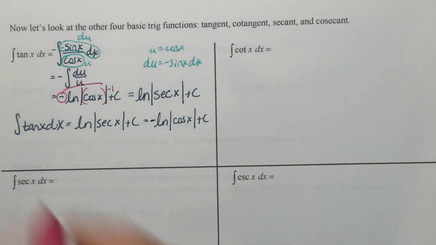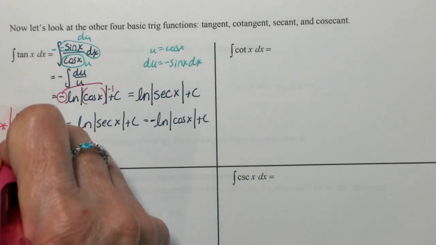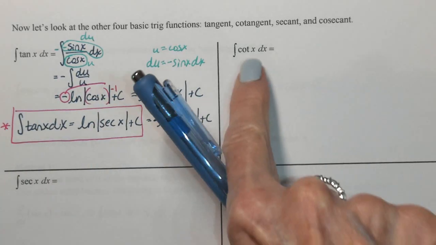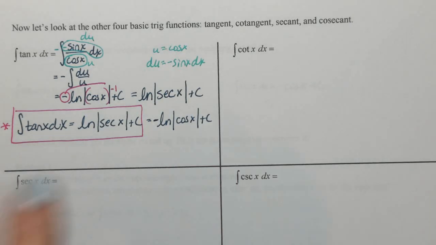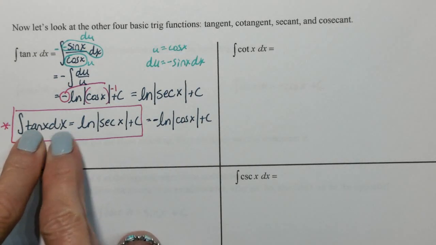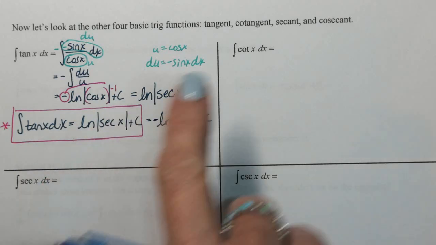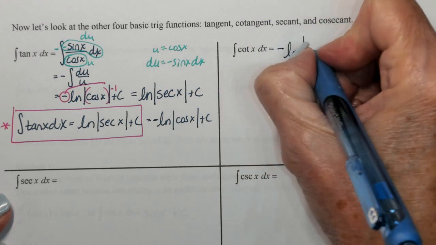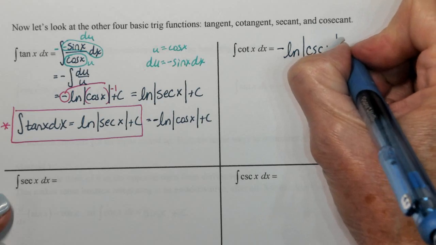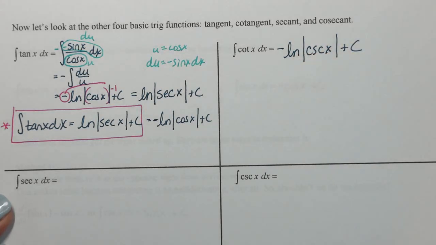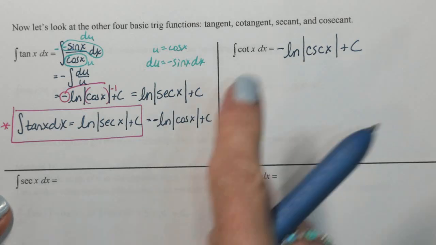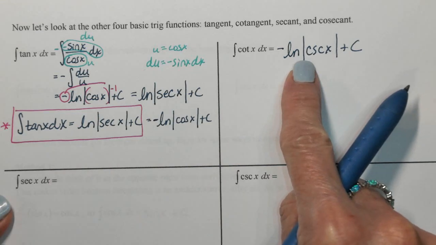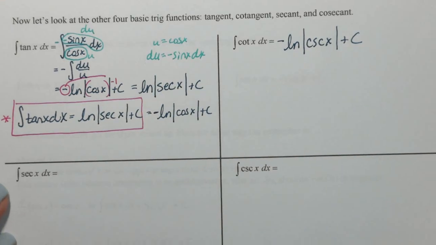If we have this memorized, and this is the one that I memorize, then I can get the antiderivative of cotangent. If the antiderivative of tangent is ln of secant, then the antiderivative of cotangent is negative ln of cosecant plus c. Alrighty? So I don't memorize that. I memorize this one, and then I get to that one when I need it. Okay? Alrighty. Secant.